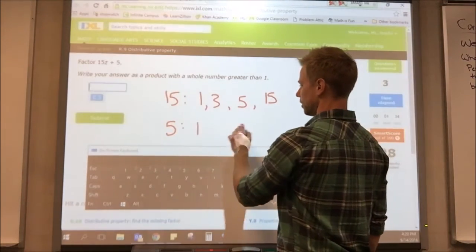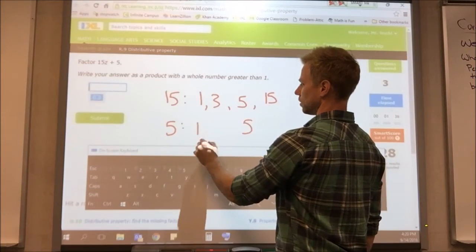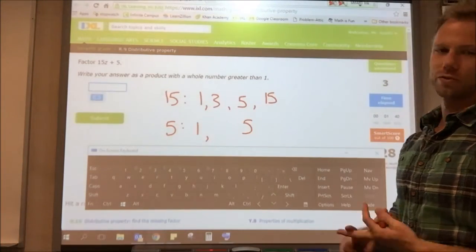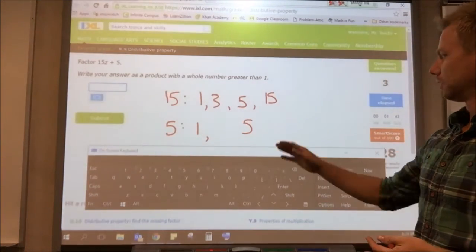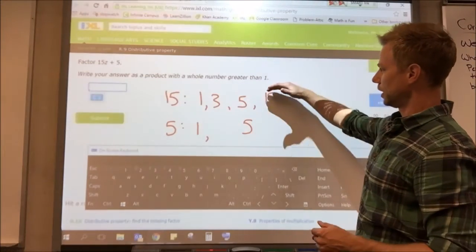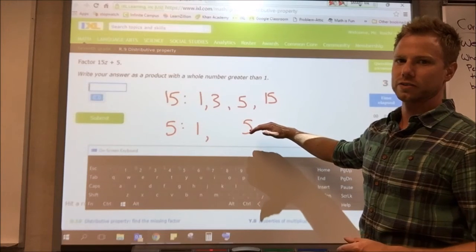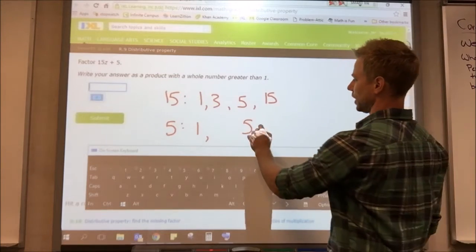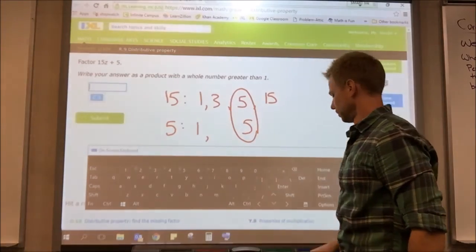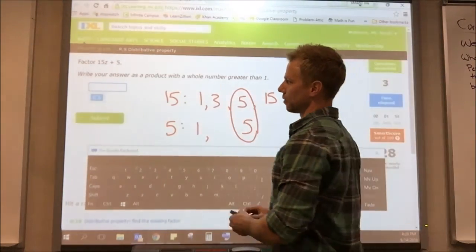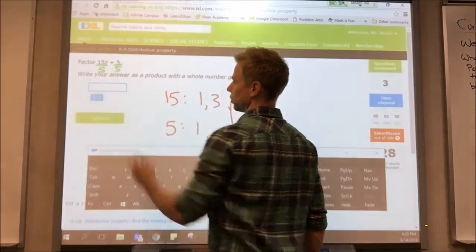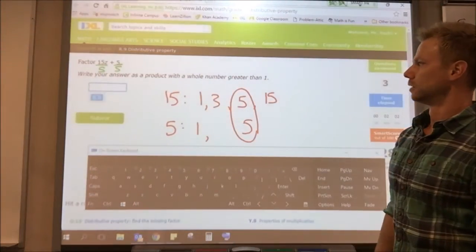1 goes into 5 times, 2 does not go into 5, 3 does not go into 5, 4 does not go into 5 evenly, so that's all I have. So the biggest number in both of these is our greatest common factor. And I can see the biggest number is 5. So what I'm going to divide out of both of these numbers is 5, the greatest common factor.